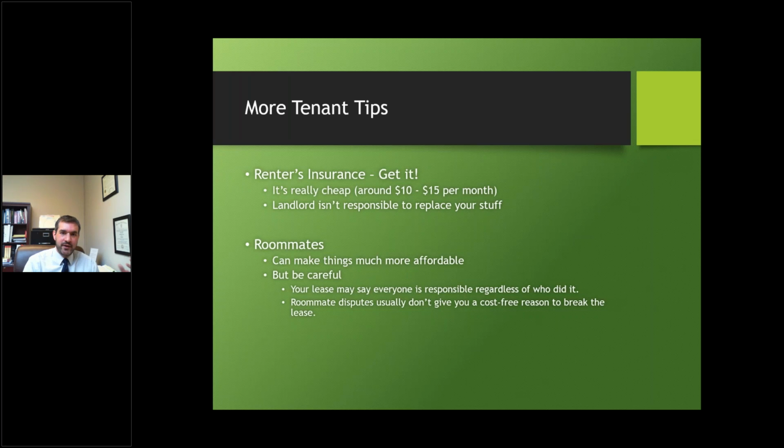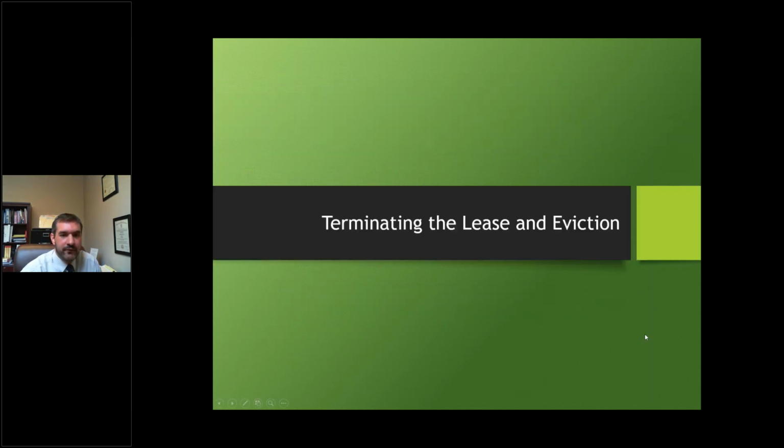If the apartment burns down, the building, the landlord's insurance policy will cover the reconstruction of the building, but it won't cover replacement of the items that you own. And of course, roommates, you can split the costs, but if you have a roommate that doesn't act right, their actions can have a fallout on the entire unit, everybody who's living in that unit. So just be wary of that.